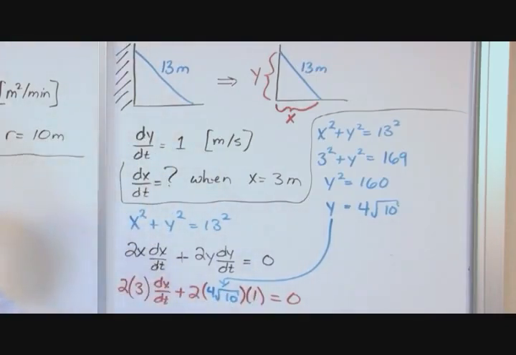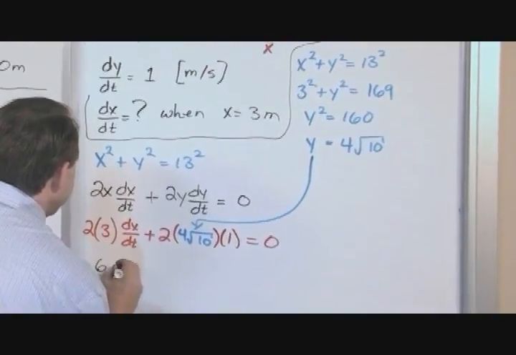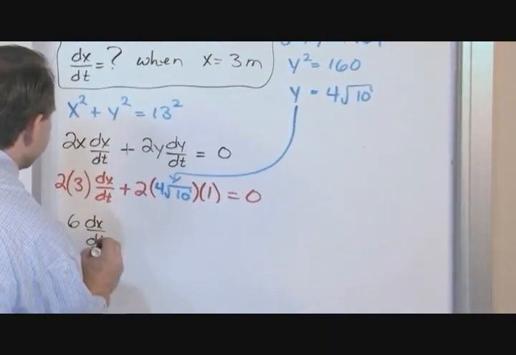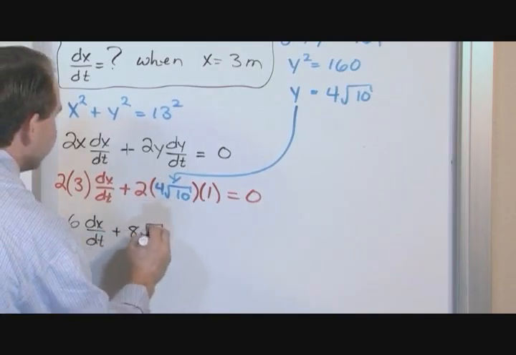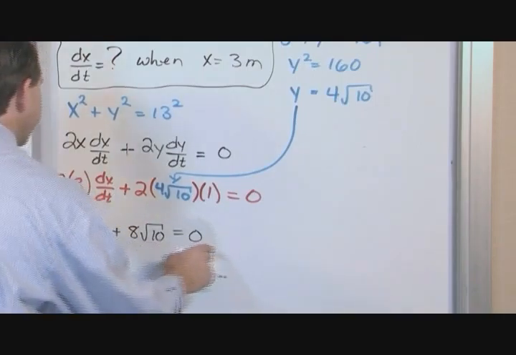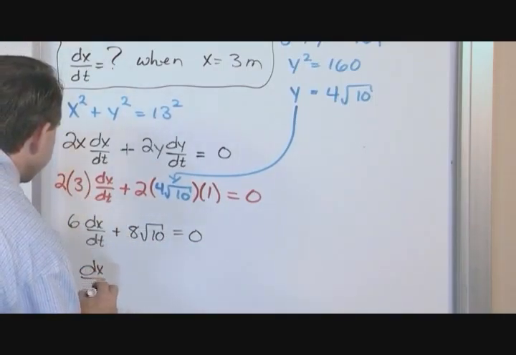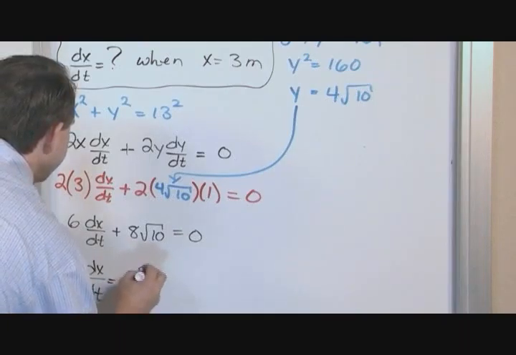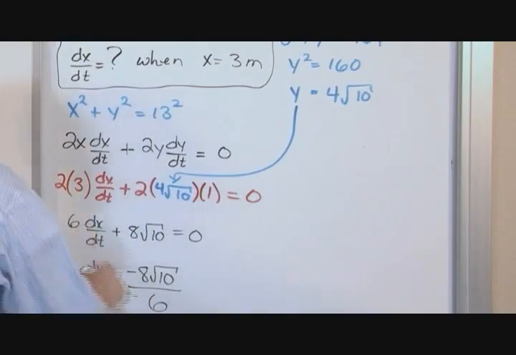Okay, now we've basically got everything we need to find the answer. So what we'll have is 6 dx/dt plus 2 times 4 is 8, so we'll have 8 times the square root of 10 is equal to 0. So let's solve for this. Let's move this over and divide by 6. So we'll have dx/dt is equal to negative 8 times the square root of 10 over 6.